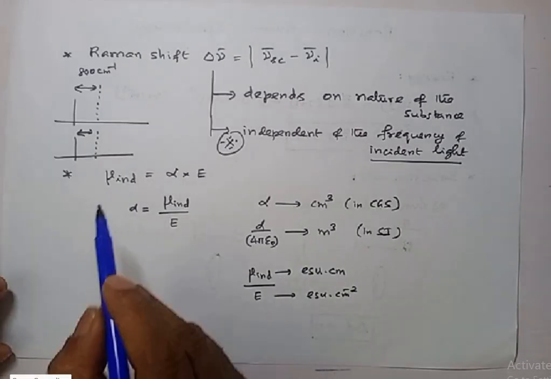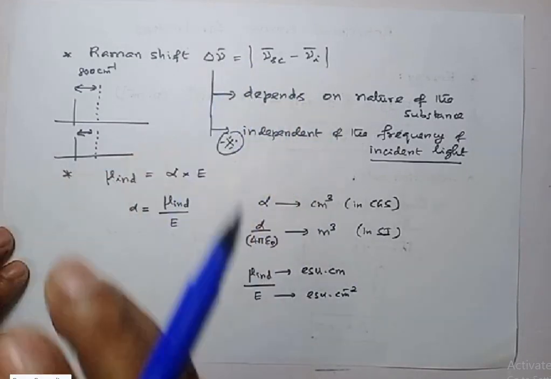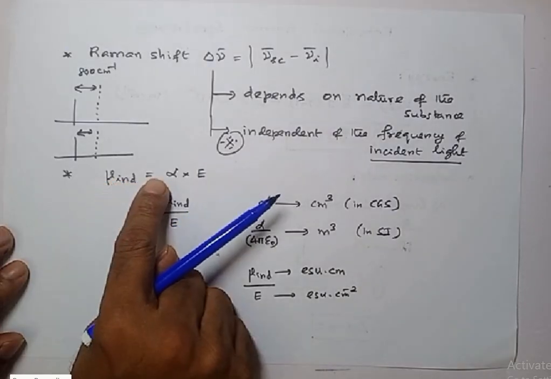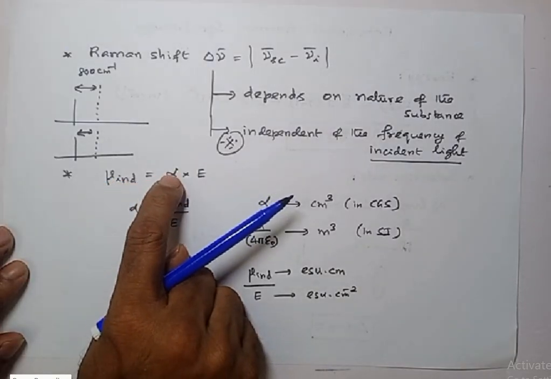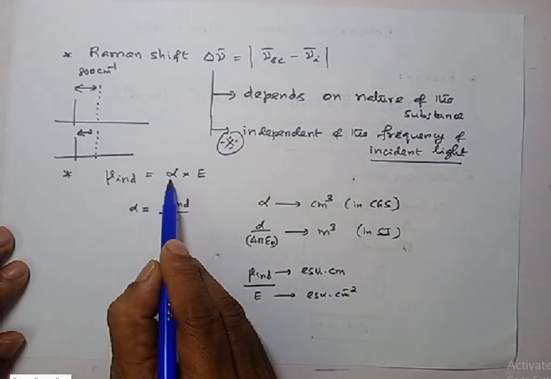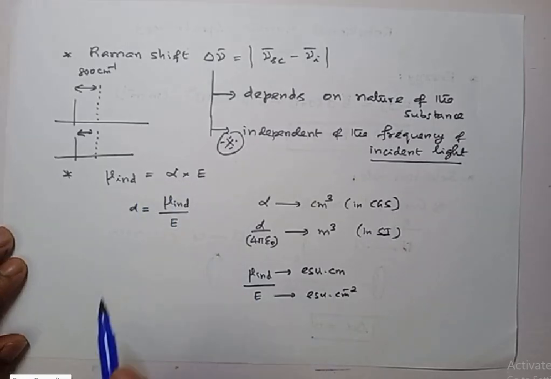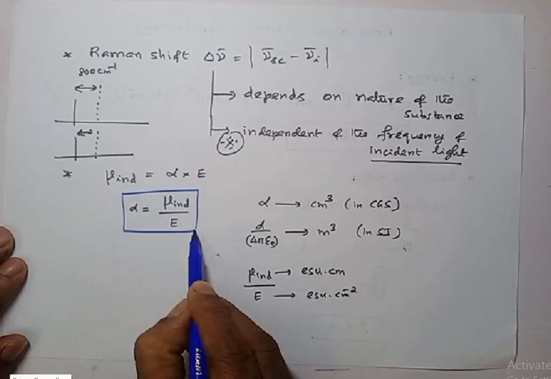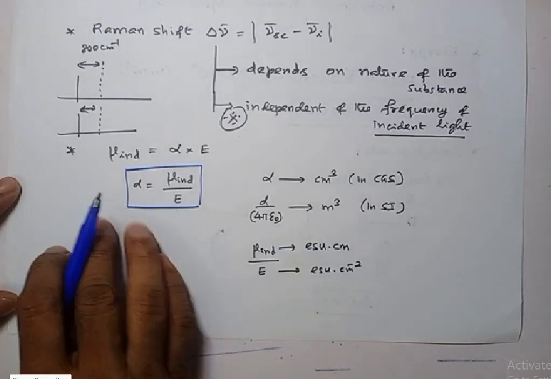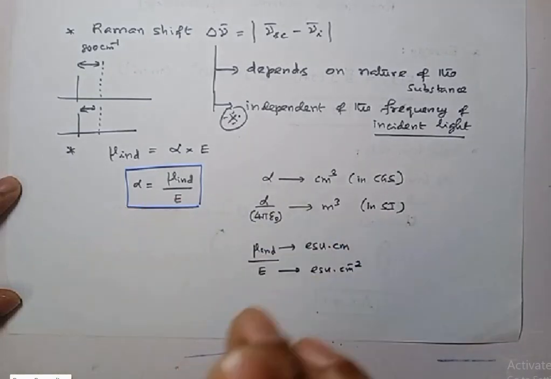So, that is induced dipole moment. When you expose the molecule to electromagnetic radiation, a dipole is induced. That induced dipole moment is equal to the polarizability of the molecule times the electric field that we apply. Or I can write alpha is equal to induced dipole moment divided by E. This is the formula for alpha, the polarizability. What is polarizability actually? What is the definition? It is nothing but induced dipole moment per unit electric field.